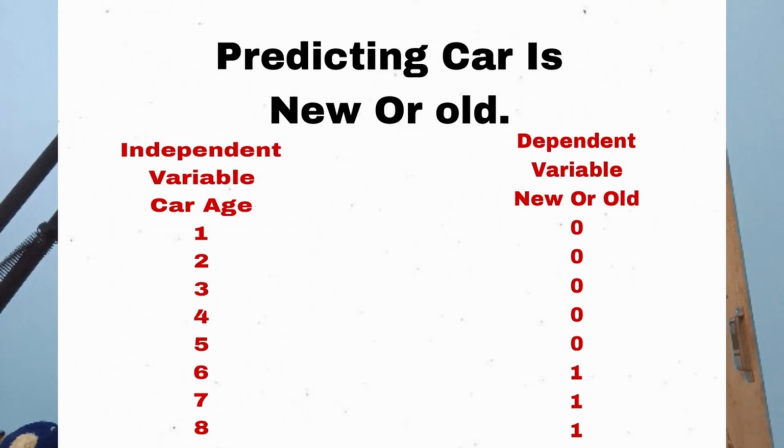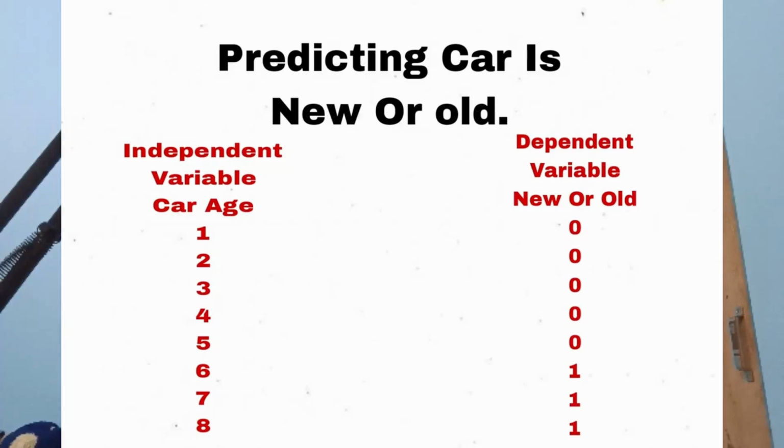Here is car age, which is the independent variable, and here is the dependent variable, which is new or old. So 1, 2, 3, 4, 5, 6, 7, 8, this is continuous data, and 0, 1, this is categorical data. 0, 1 is binary, which can also mean yes or no. 0 means new, 1 means old. The difference between independent and dependent variable is that the dependent variable is the variable whose value we predict, and the independent variable is the variable on the basis of which we predict the value of the dependent variable.